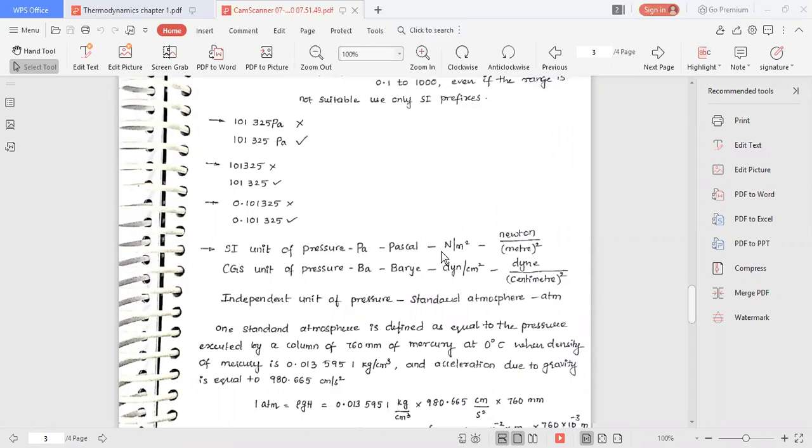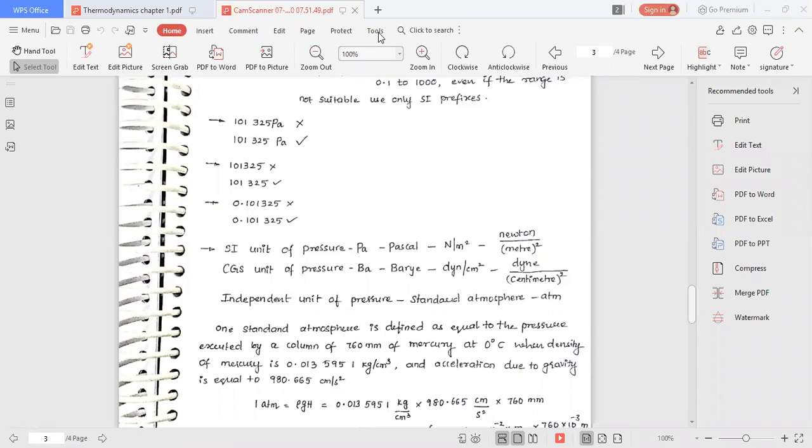I have abbreviated Newton as capital N. Here the full form is Newton by meter square. And dyn is the symbol, and I have written here the full form, dyne. Dyne is the CGS unit for force. Dyne per centimeter square. What is the CGS unit for pressure?